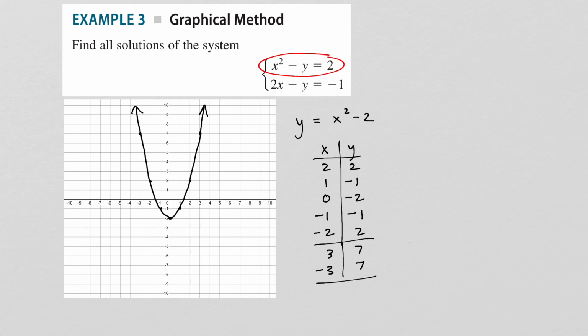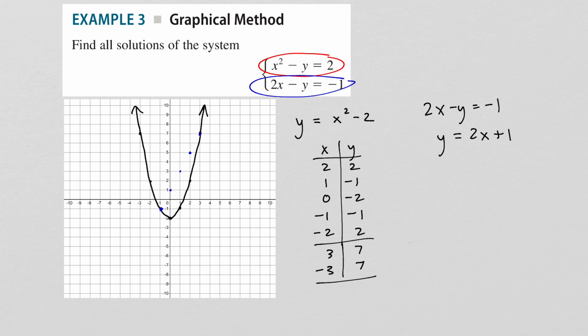Now the other graph, 2x minus y equals negative 1, is just a line. So this should be a little bit easier to graph. I will solve it for y, which is going to give us y equals 2x plus 1. And then when I come over here to graph it, we know we have a y-intercept at 1, and the slope is equal to 2.